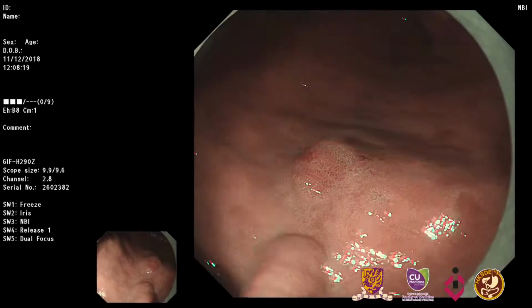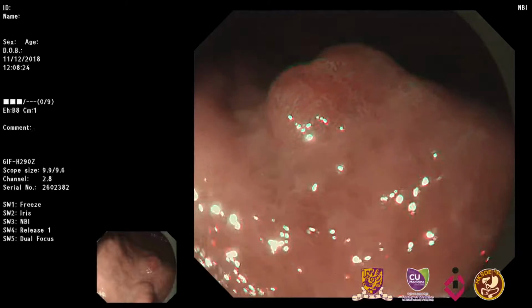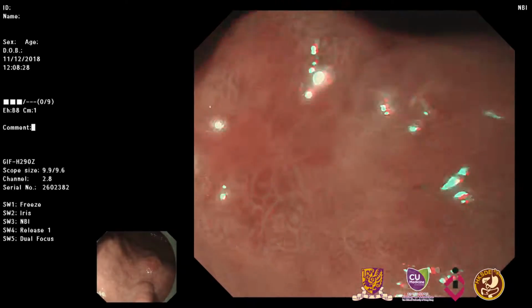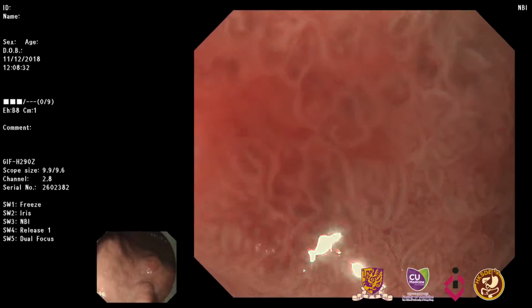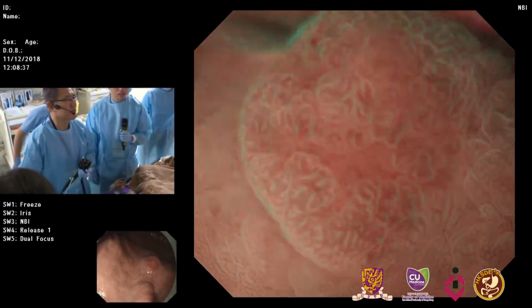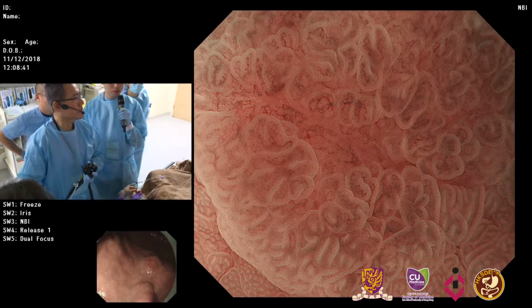So this is narrowband imaging, as you know. So we need to touch the tip of the hood very carefully. And this is the maximal magnification. If you get maximal magnification, this is the water immersion technique. I'm inserting the water. Yes, beautiful image.